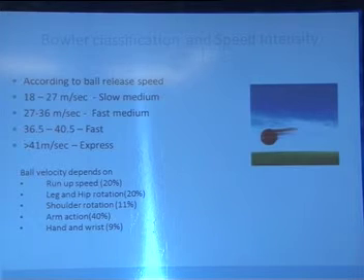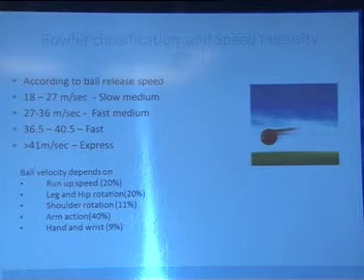And bowlers, there are certain important facts that we need to be aware of in cricket. Depending on the bowling speed, they get classified as fast, medium, slow medium, and even express. If they can bowl at a speed of more than 41 meters per second, then they are called express bowlers. Basically, the ball velocity determines how effective their bowling is going to be and how they are going to play.